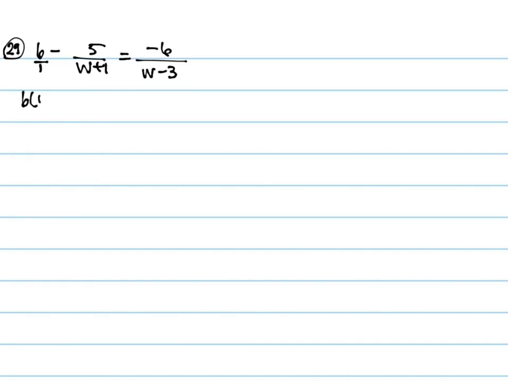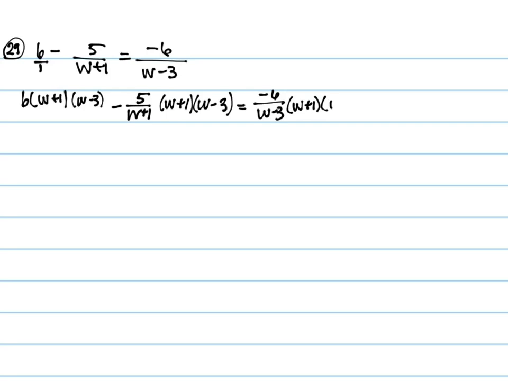So I have 6 times w plus 1, and what do I have? W minus 3. And then I have minus 5 over w plus 1 times w plus 1, w minus 3, equals negative 6 over w minus 3 times w plus 1 times w minus 3. Okay, so in the middle, the w plus 1s will cancel, and on the right, the w minus 3s will cancel.